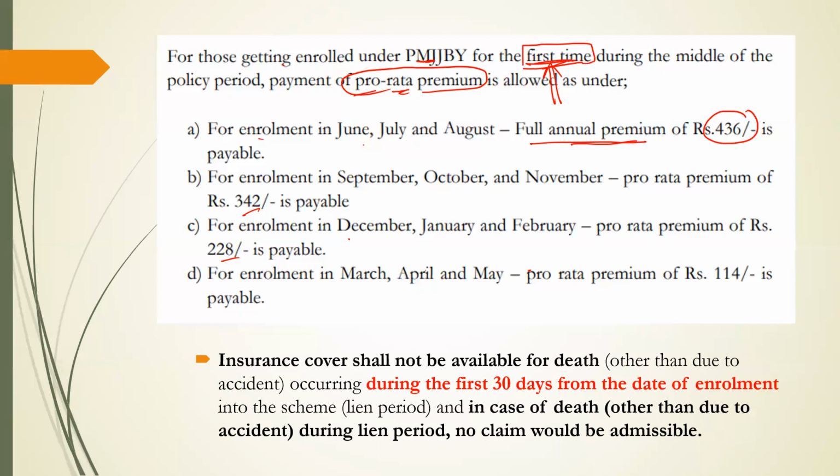I hope this is very clear. So if you are availing it for the first time, the premium is 436 rupees, but depending upon the month in which you are joining, the premium can reduce also. At the same time, insurance cover is available only after 30 days. After you have taken the insurance, only after 30 days of enrollment can you claim the insurance cover. Insurance cover shall not be available for death other than due to accident during the first 30 days. So that initial period you have to focus on.